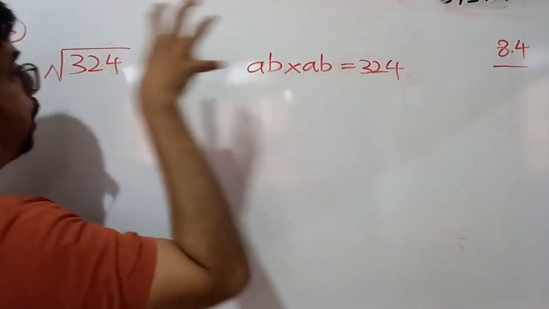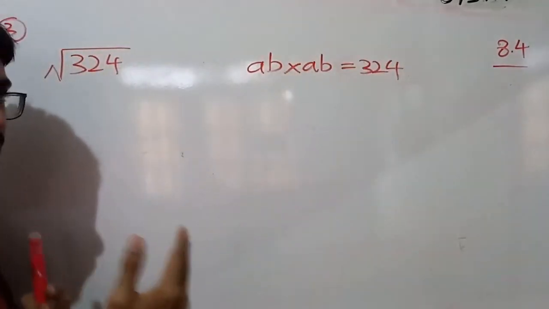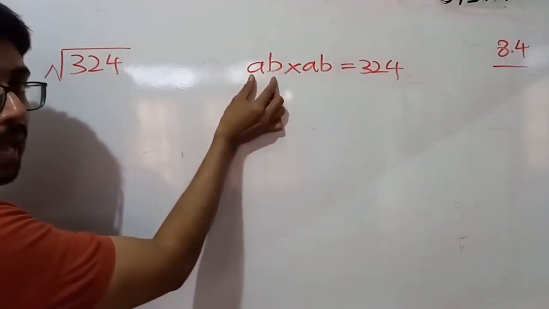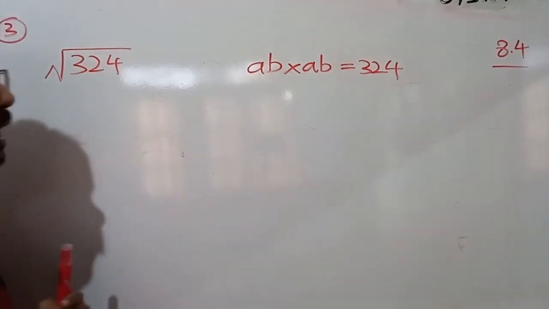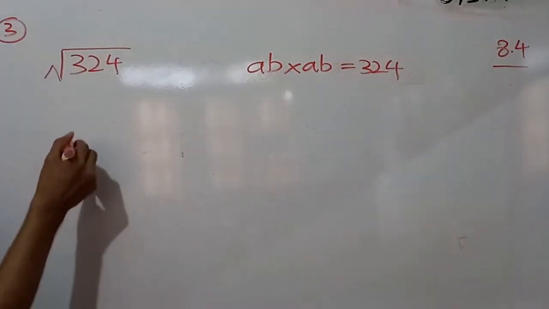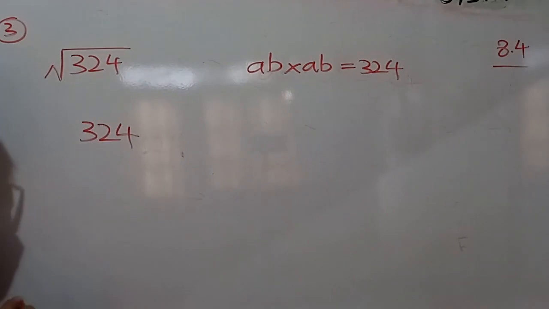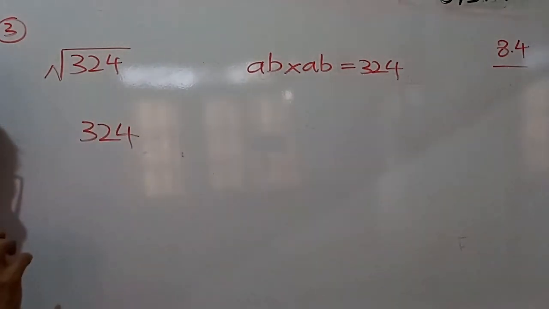So, by observing this number, which is 324, we can guess what the digits for A and for B are. We can work out what comes for A and what comes for B by looking at this number. Right? So the first thing is 324. Can this be a perfect square? Don't go searching immediately. First see whether this can be a perfect square.